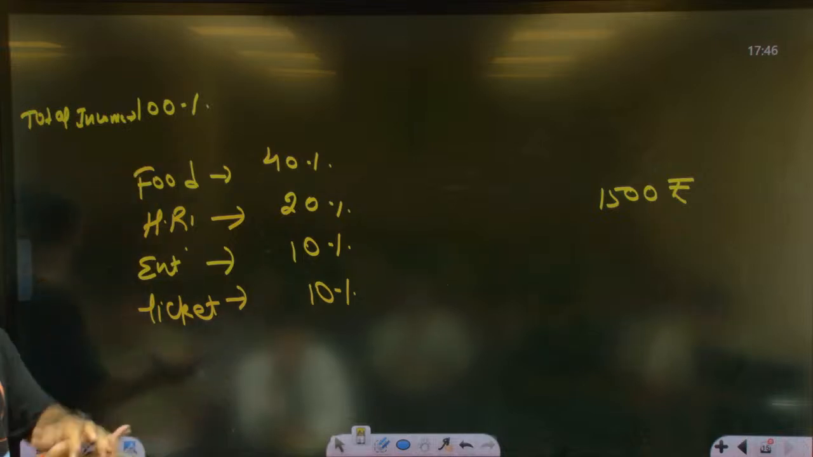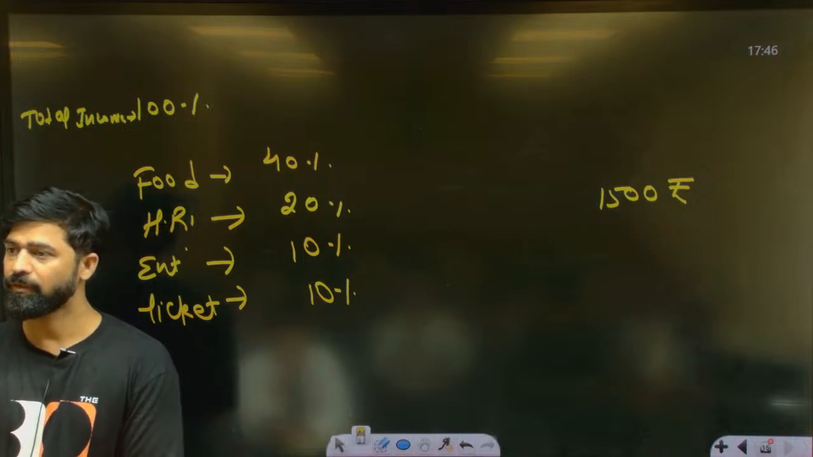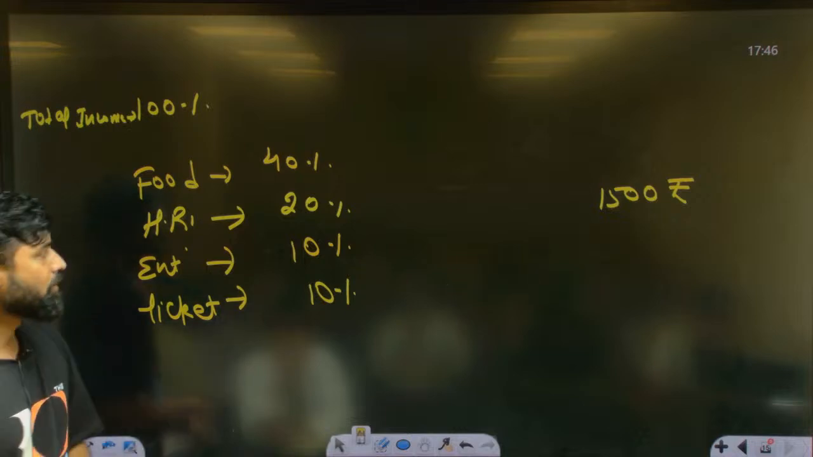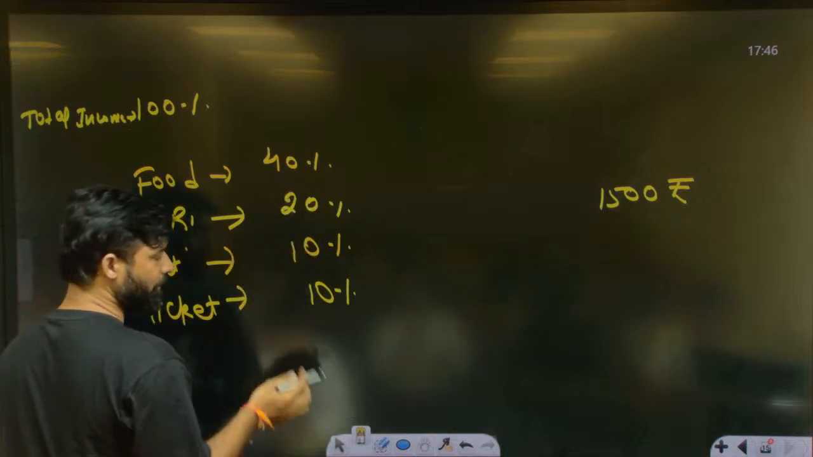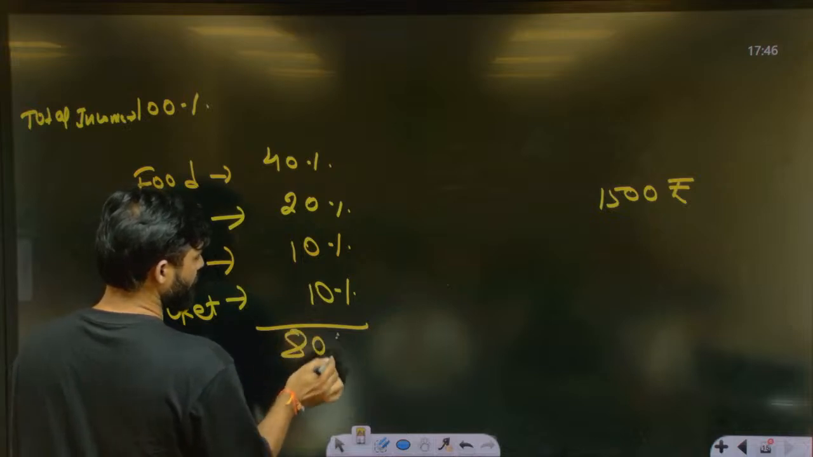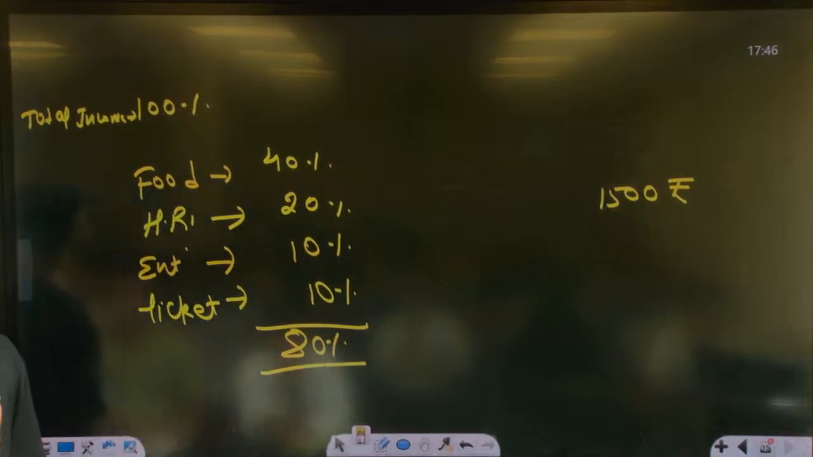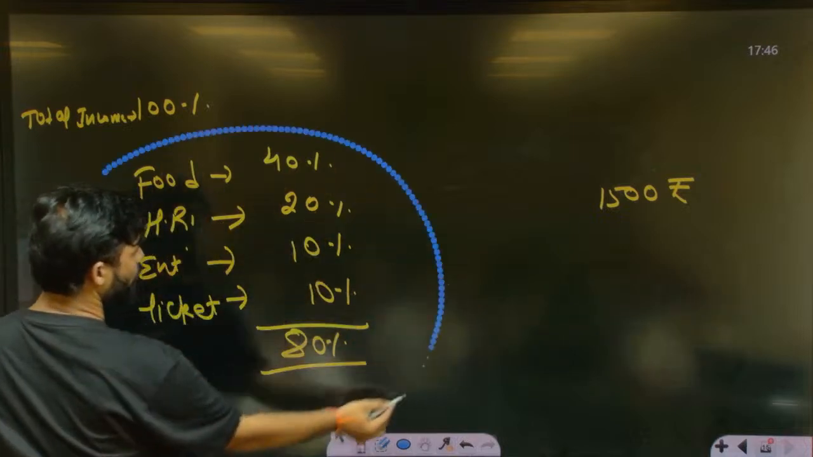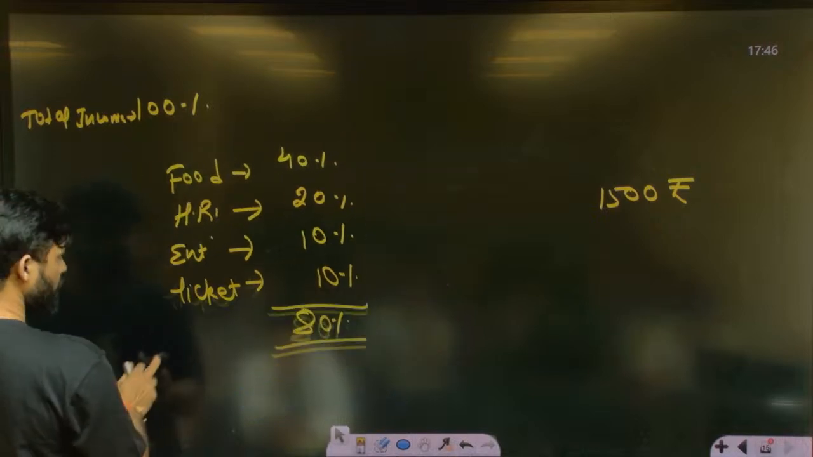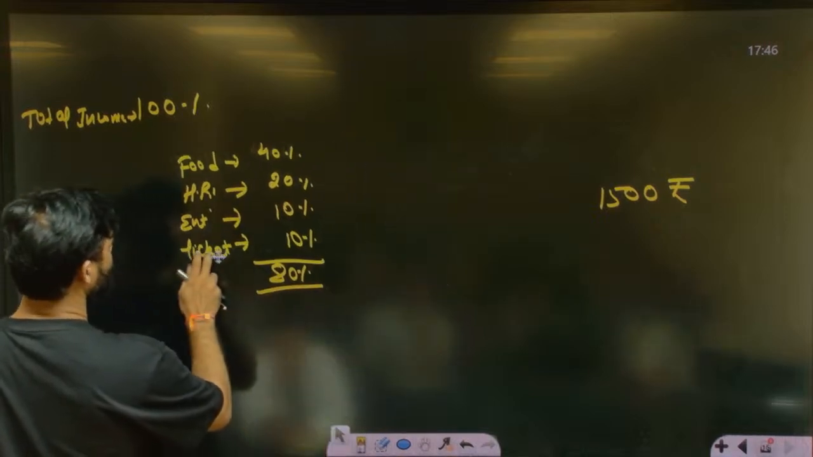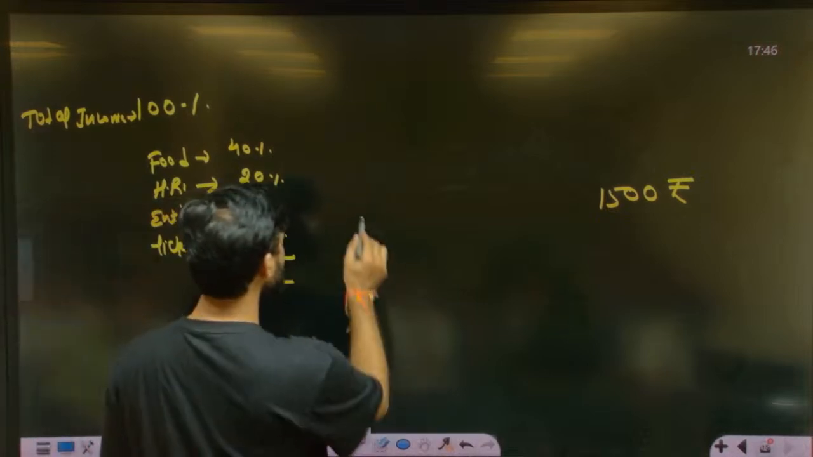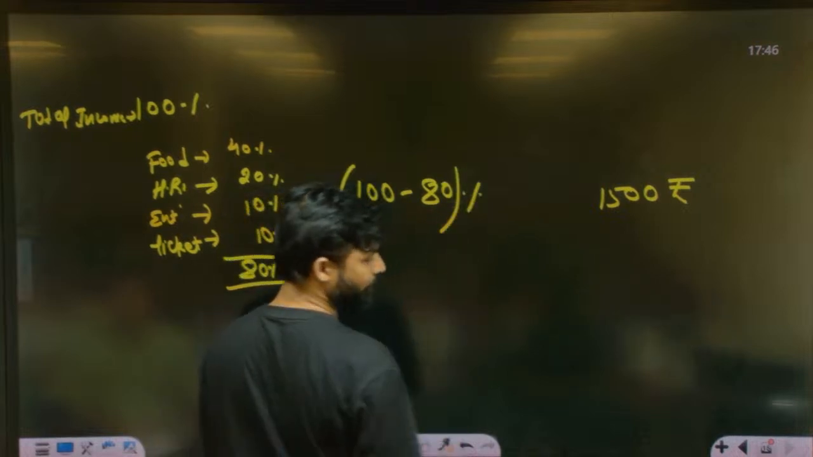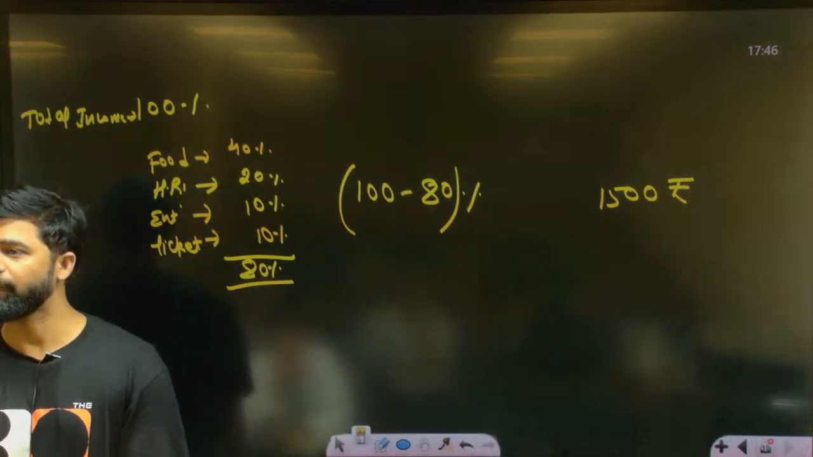We can add these percentages and remove the expenditure from 100% and we will get the savings. So this is 40, 20, 60, 10, 70 and 10, 80%. So her total spending is 80% out of 100%. So she is saving what amount? 100 minus 80 will be her total savings, and she is left with 1500 rupees.